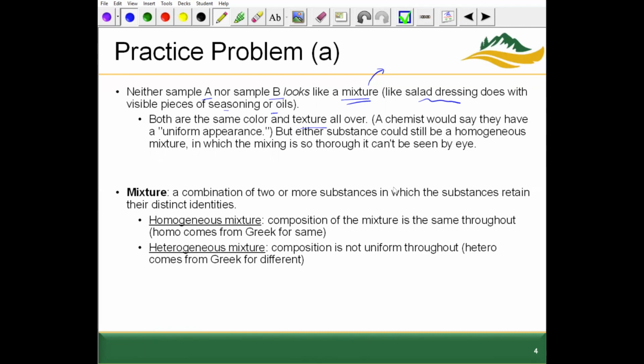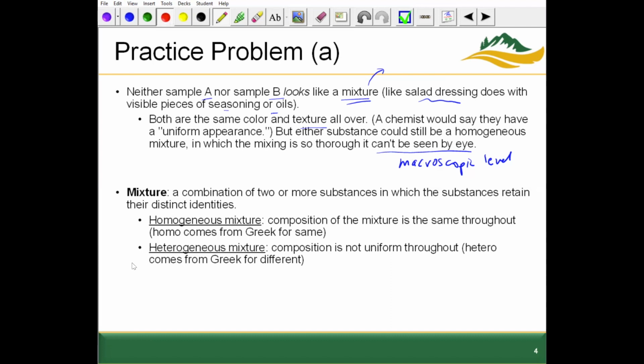In chemistry, we'll talk a lot about macroscopic versus microscopic views, and something that is seen or not seen by the naked eye is called something on the macroscopic level. So from the macroscopic level, from just visual appearance, we can't tell if A and B are indeed pure substances or mixtures. So to solve this problem, we do need to think about those physical properties like melting point and density.